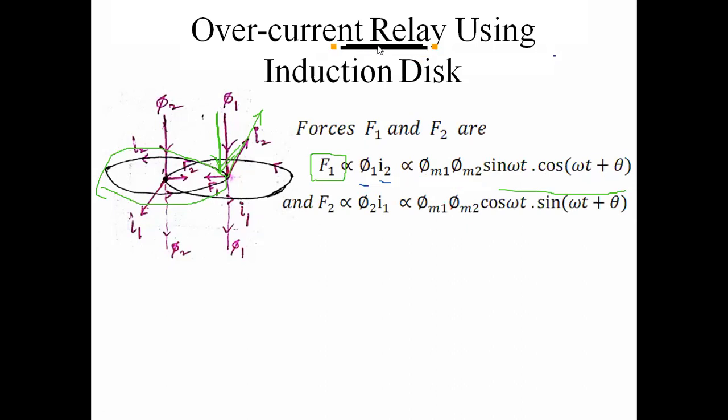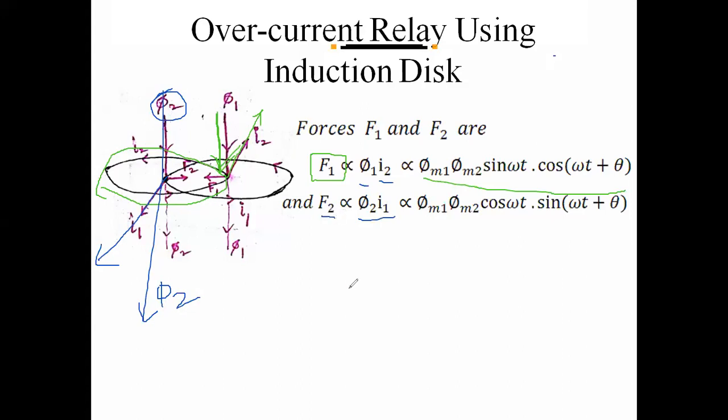It is produced by this phi 2 flux and I1 current. This is the direction of current and this is the direction of flux. So due to this phi 2 and I1 current, we have a force F2 as the effect.